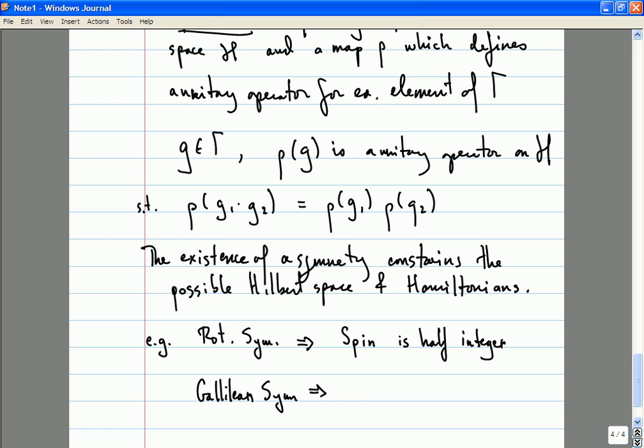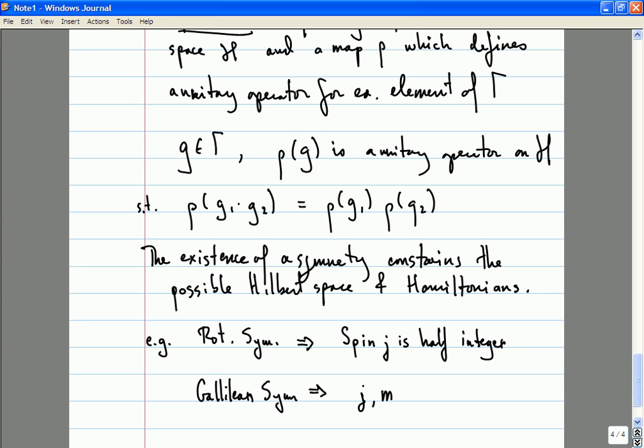And the existence of a Galilean symmetry implies that the possible Hilbert spaces are not labeled by one number, which would be the spin J in the case of rotational symmetry, but rather by two numbers, typically referred to as J and M. J being a half integer again, being the spin of the representation, and M being the number that we commonly denote as mass. So for example, the Galilean symmetries of Newtonian physics are why it is that objects have a spin and a mass.